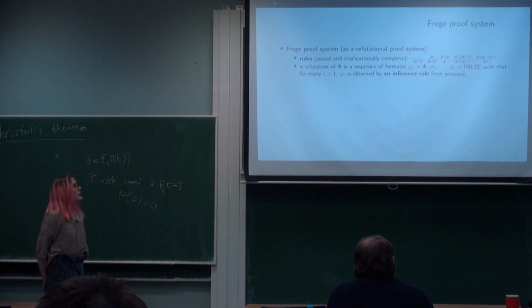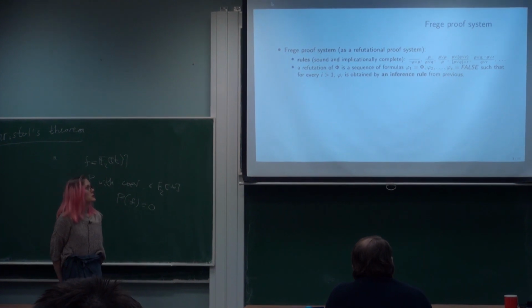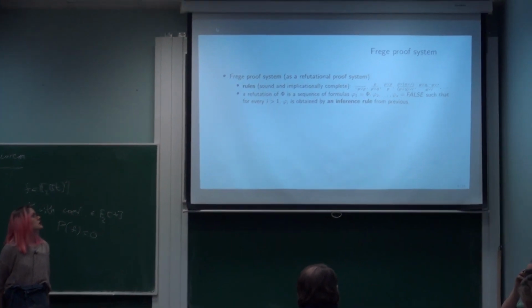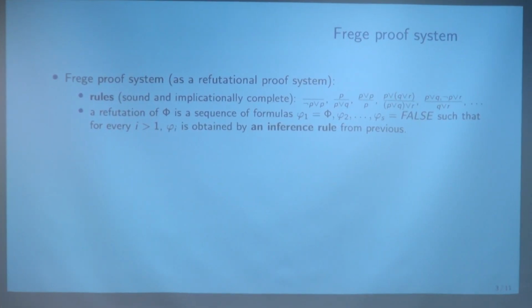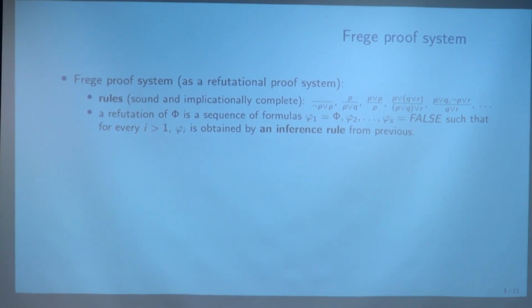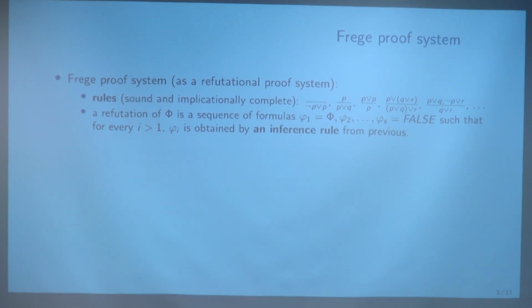So what is a Frege proof system? It consists of a finite set of rules, and this set of rules is required to be sound and implicationally complete. A refutation of an unsatisfiable formula phi in this system is a sequence of formulas where the first formula is phi, the last formula is identically false, and every formula in this sequence is obtained from formulas with lesser numbers by applying one of these rules. And of course, before applying a rule, you can make a substitution into this rule.